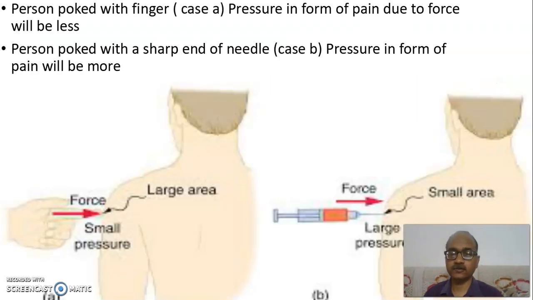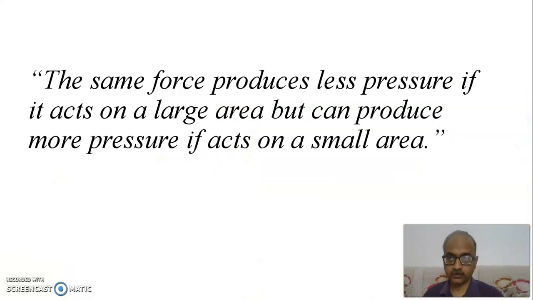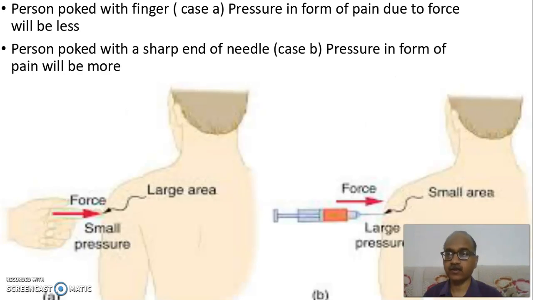The same force produces less pressure if it acts on a larger area, but can produce more pressure if it acts on a smaller area. You see here, there's a diagram, and in this you see a person, and when the person is poked with a finger, then the area of the tip of the finger is more, the pressure is less. When the area is more, the pressure is less.